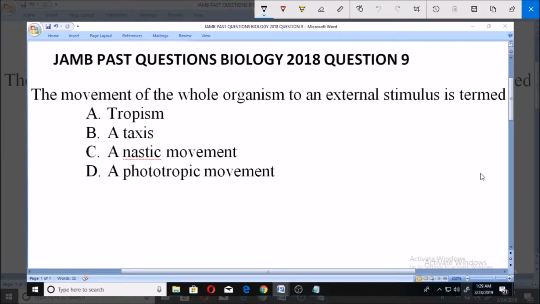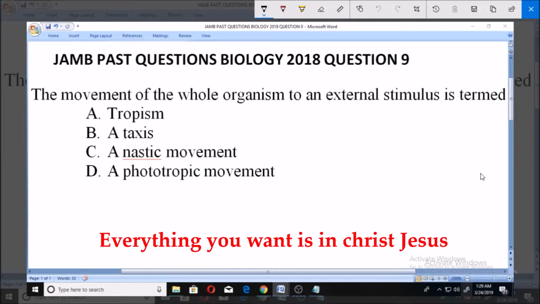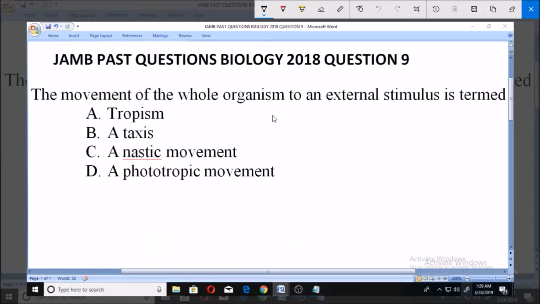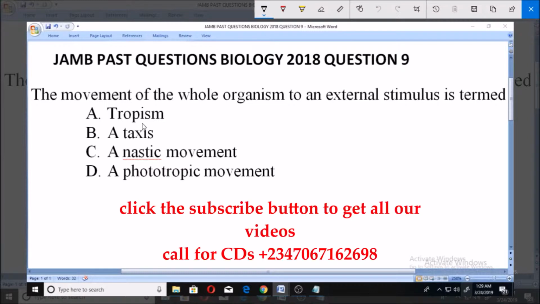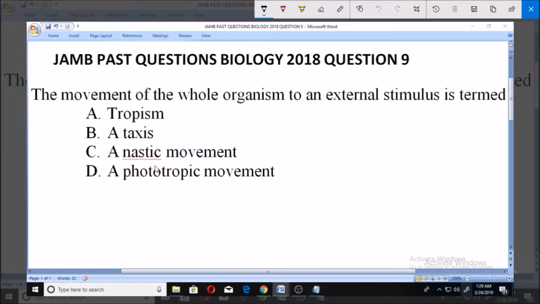Let's look at this question number 9 for JAMB Past Questions Biology 2018. The movement of the whole organism to an external stimulus is termed: A. Tropism, B. A taxis, C. A nastic movement, D. A phototropic movement.